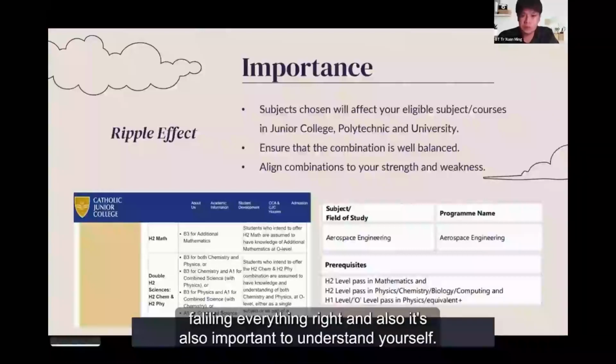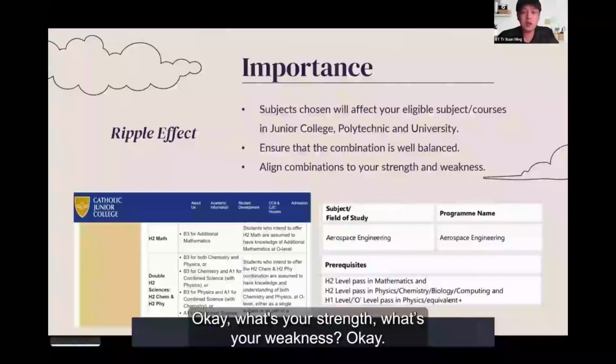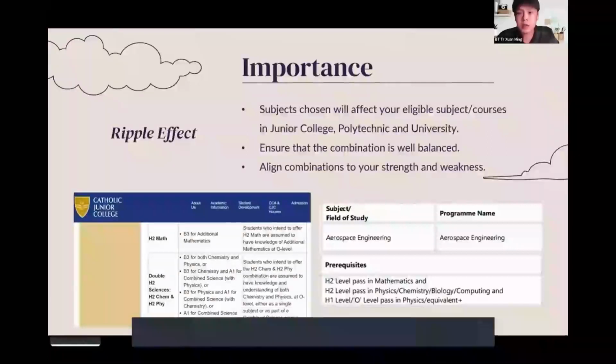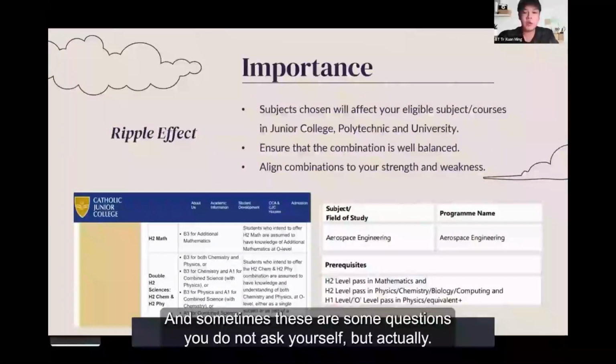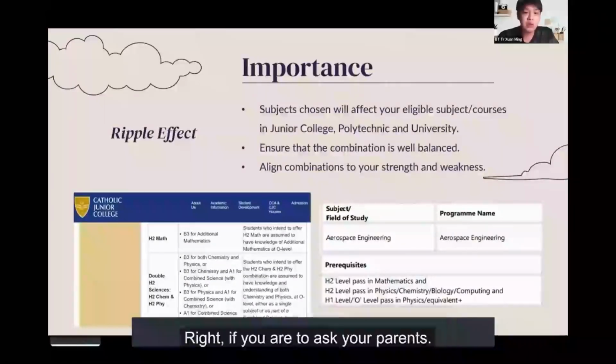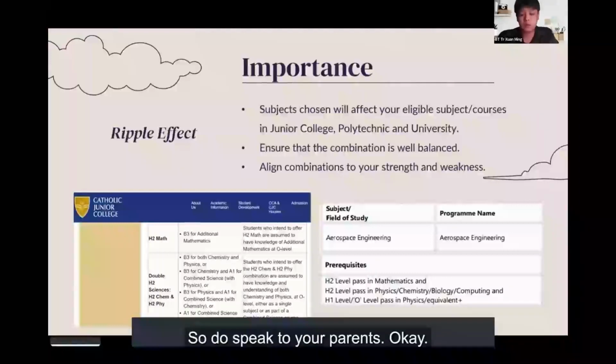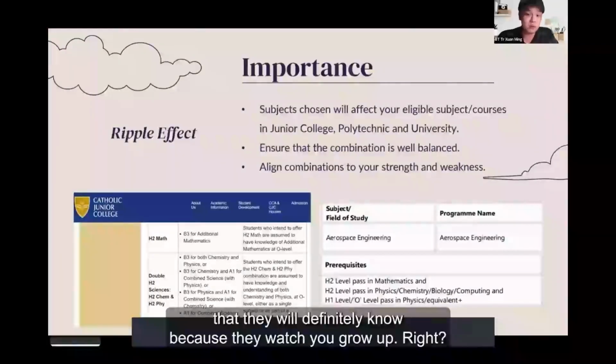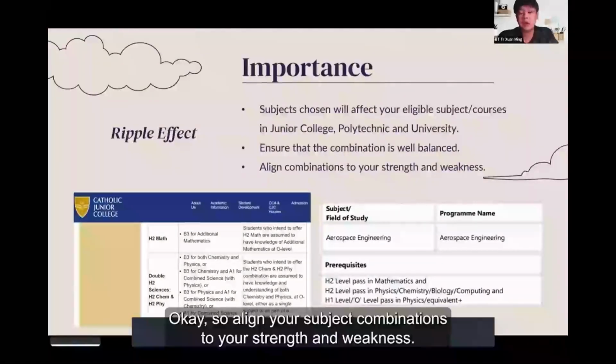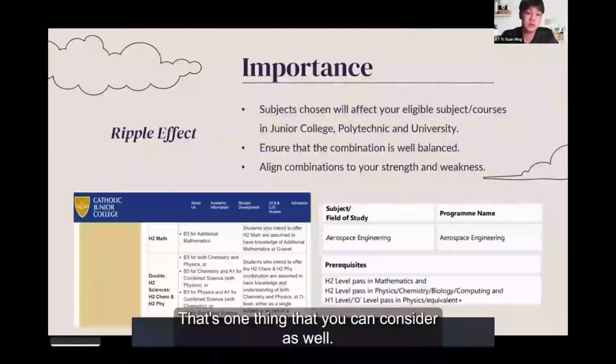It's also important to understand yourself. What's your strength? What's your weakness? Sometimes these are questions you do not ask yourself. But if you were to ask your parents, they probably know what your strengths and weaknesses are. So do speak to your parents. These are things that they definitely know because they watched you grow up. So align your subject combinations to your strengths and weaknesses. That's one thing that you can consider as well.